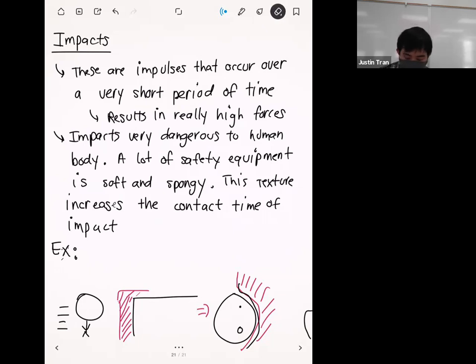That's why all baby equipment you see is really soft, so that it gives the baby more time to change its momentum. All right, any questions on this? Yes, airbags work exactly the same way.